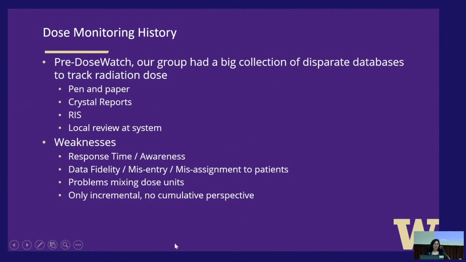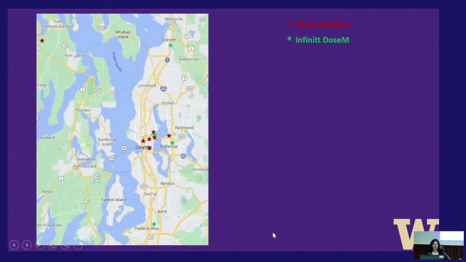The weakness of all of this was the response time and awareness, right? Nothing is real time, because you're keeping track, but you're not looking at the data in real time. Data fidelity and misentry: the technologist might put in gray instead of milligray. That's a big difference in numbers. Misalignment of assignment to patients: this patient had this case, but you're writing the data for something else. Again, mixing of dose units. And only incremental, no cumulative perspective, because when you're doing things manually, keeping track of all that is very difficult.